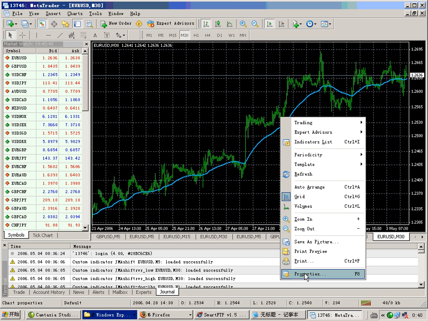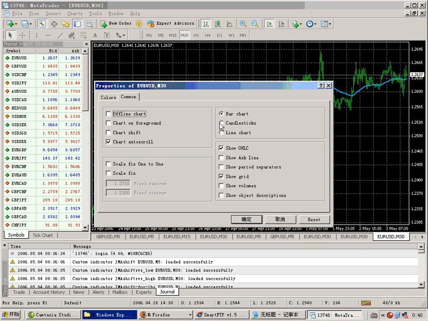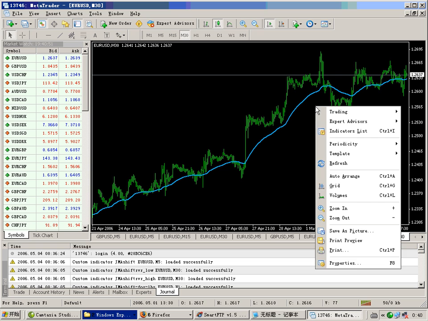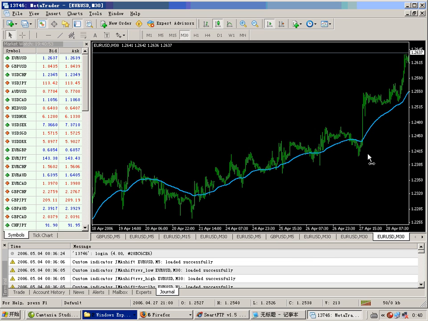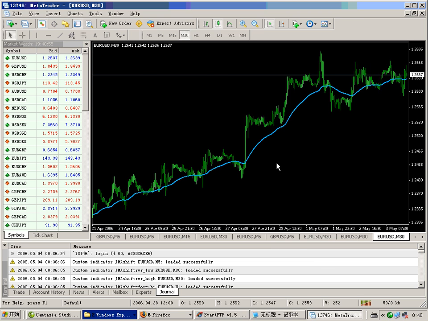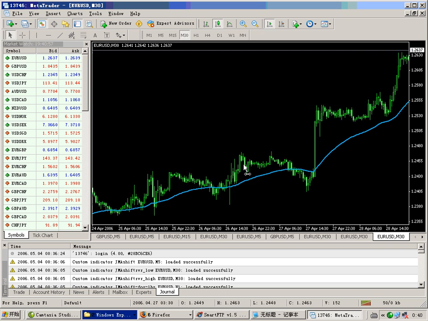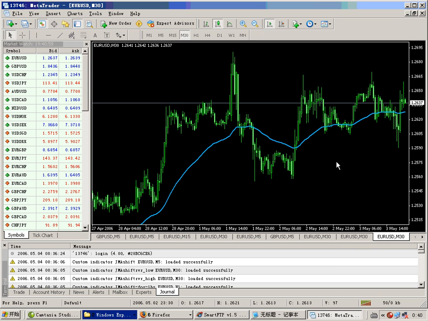Right click on your chart and select properties, and just put it on candlesticks and unselect the grid. It's up to you, you can keep the grid if you want, but I like to unselect the grid so it's just nice and clear. You could also change the colours of the chart as well if you wanted. Okay, so we'll zoom in a notch, and then we put on our Fibonacci bands.